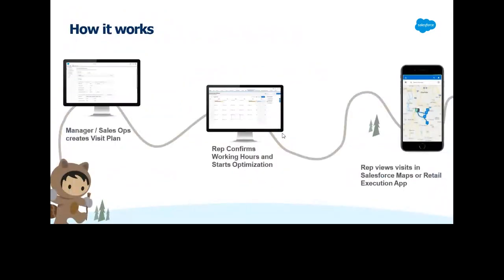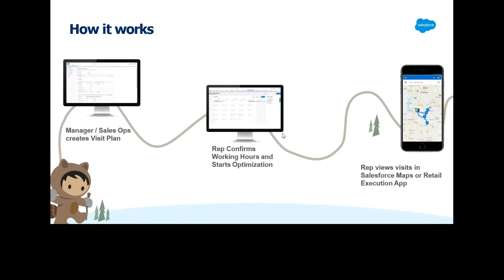So how would that work? The manager or sales ops can create an entire plan. Then the reps would confirm that they're going to work this many hours in the day, and they start their plan. The sales rep, the ops, or the manager has given them the entire route for them to cover today or within the week. And the rep would confirm based on how many hours the maps is showing for their day plan.